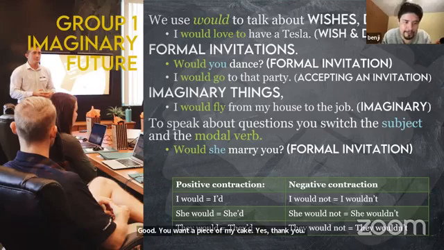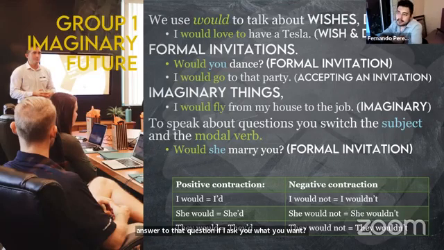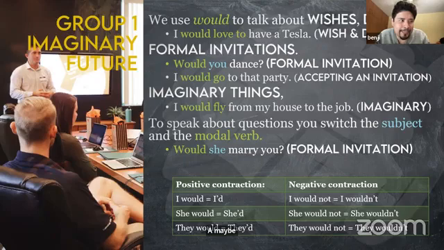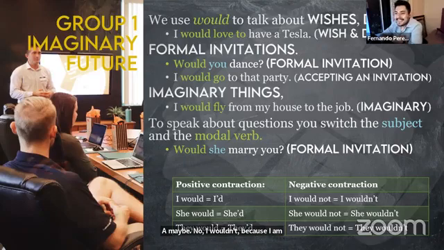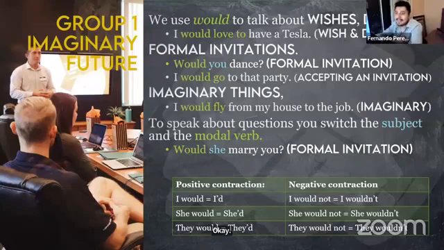Okay. Excellent. So there you have an invitation. What is the answer to that question, Benji? If I ask you, would you want a piece of cake, a piece of my cake, what would you say? Maybe no, I wouldn't because I am a diet. Very good. I am, the connector is on. I am on a diet. Exactly. This is the correct expression.